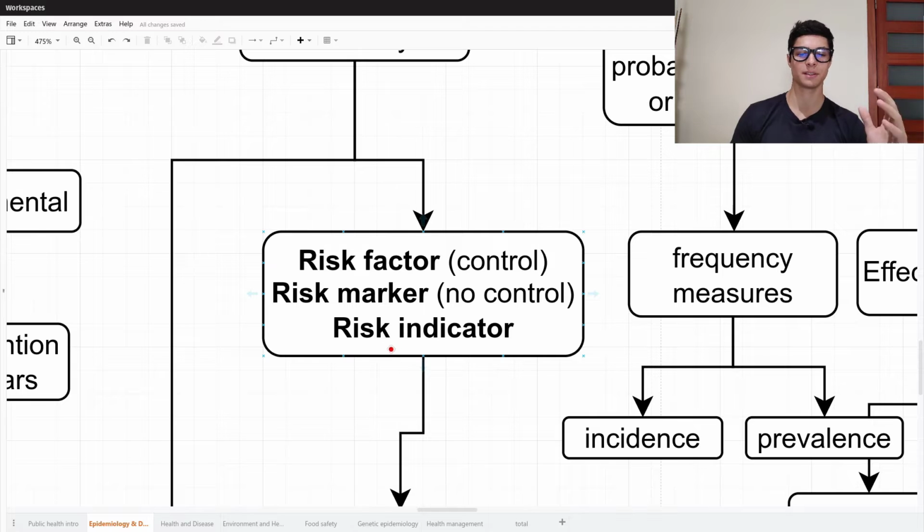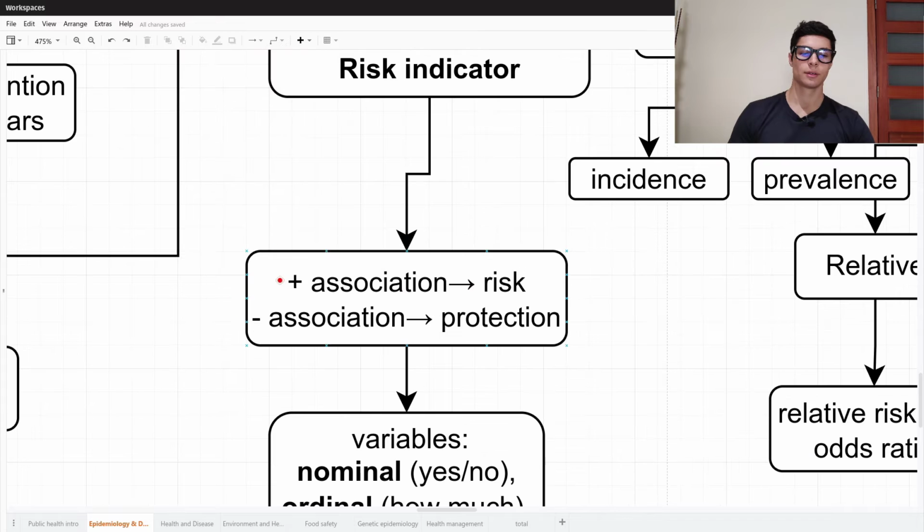And then we have the risk indicator. And this is something that tells us directly that we have a disease or we are going to have one. So a positive association means a risk. A negative association is a protection.